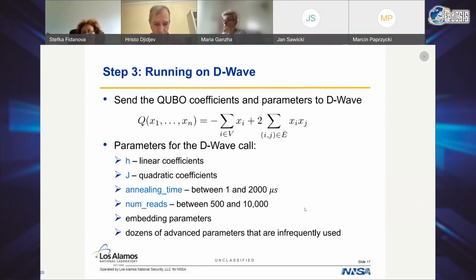The others are 0. Then we set the annealing time parameter, which is anything between 1 and 2000, and the number of reads parameter. As I said, we repeat the annealing many times, so usually it's between 500 and 10,000. And there are some embedding parameters that are related to how the QUBO is embedded in the hardware, but fortunately D-Wave provides software that can compute the embedding for us, so that's not an issue. Okay, next slide, please.